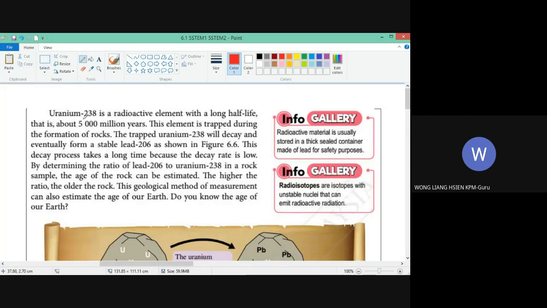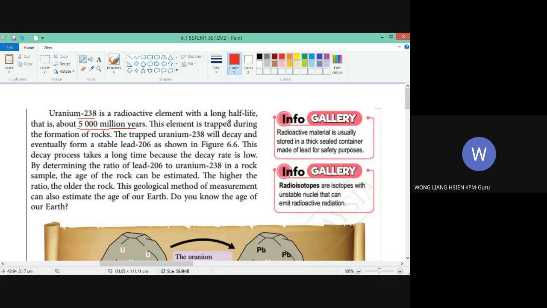Okay, so uranium-238 is a radioactive element with a long half-life. That is about 5,000 million years, that is 5 billion years. So just now we saw that it is actually 4.5 billion years, or 4,500 million years.